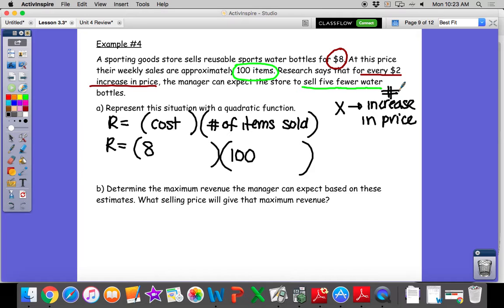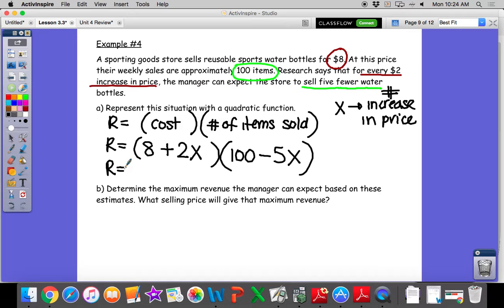So it's telling me that for every $2 increase, meaning you're going to add $2 for every increase that you make, we can expect to sell 5 fewer, which is why I'm subtracting 5, times how many increases in price I make. Okay? So this is my quadratic function, but in factored form. My next step is going to be to actually do FOIL, to put them into your standard form.